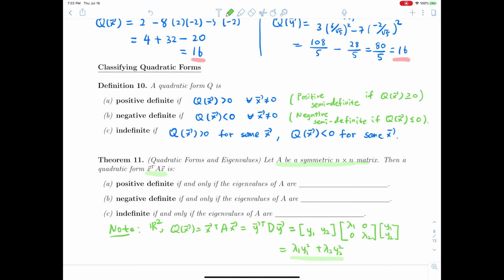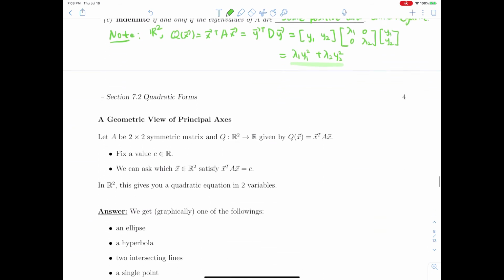So the quadratic form is positive definite if and only if all the eigenvalues are positive. On the other hand, it is negative definite if and only if all the eigenvalues are negative. And it is indefinite if and only if A has eigenvalues such that some of them are positive and the others are negative. So this really helps us to see the geometric meaning of the quadratic form.